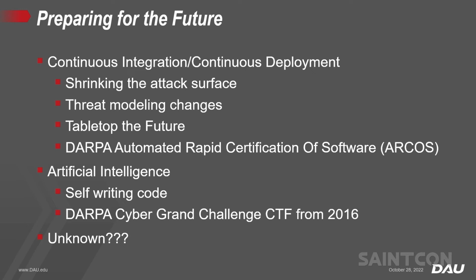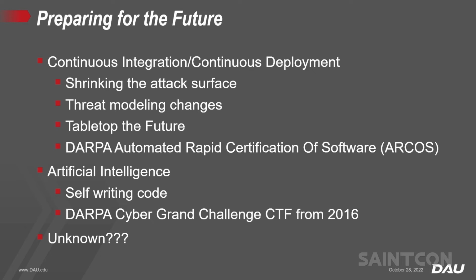Then we get into preparing for the future. And some of the aspects is CI/CD, shrinking the attack surface, threat modeling, kind of deals with model engineering as well, tabletop for the future. DARPA has a unique program for certification of software that's fully automated that they're working on, which is pretty interesting to think about. Artificial intelligence, and there's a lot of unknowns that go into it that we can get into. Aspects within the DARPA stuff.